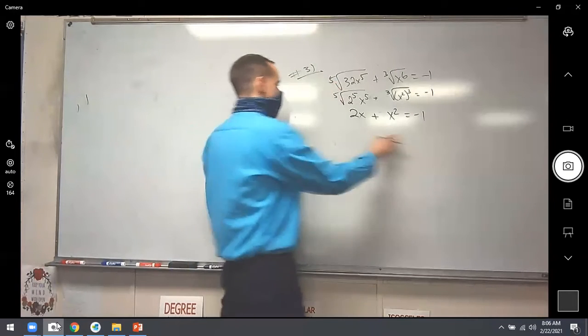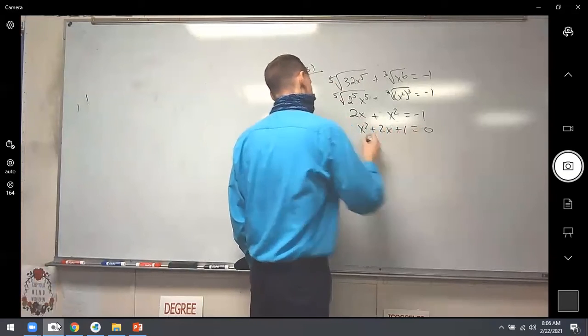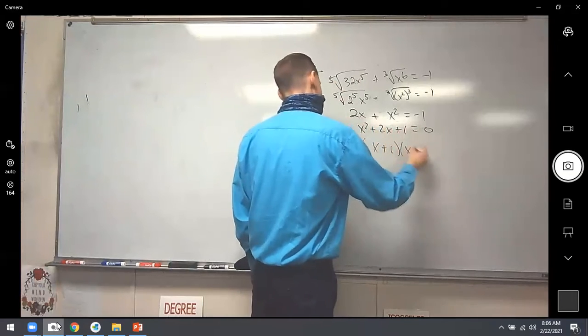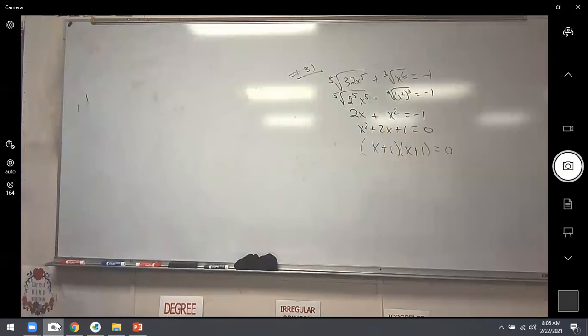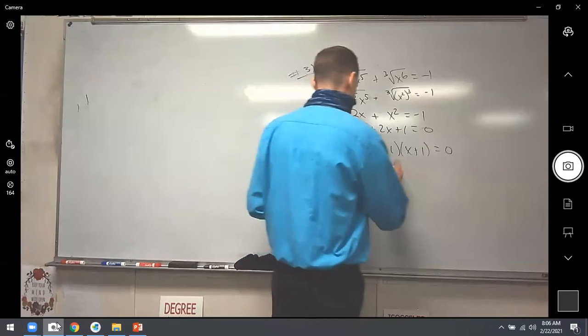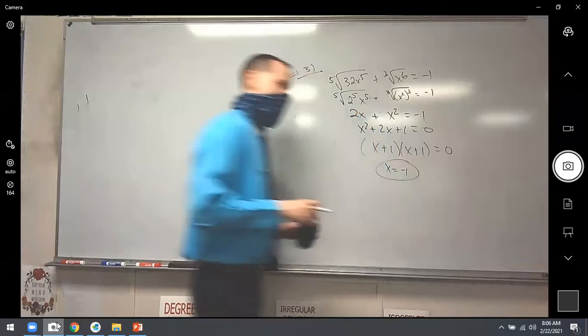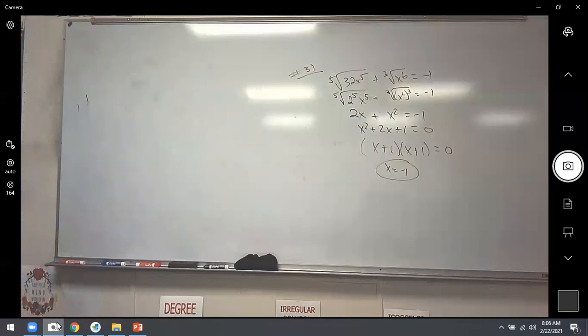Well, like any x squared thing, we'll get everything set equal to 0. So we'll move the 1 over. And that does factor into x plus 1 and x plus 1, meaning your only potential answer is x equals -1. Ooh, so there's my potential answer. But like any root equation, now you didn't actually cube or square anything along the way, did you? So I don't think this is extraneous.